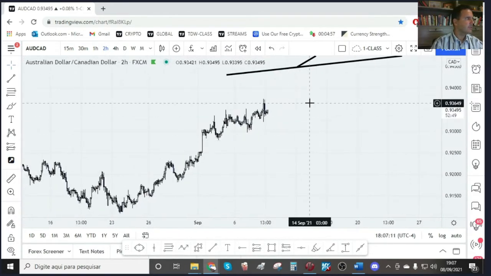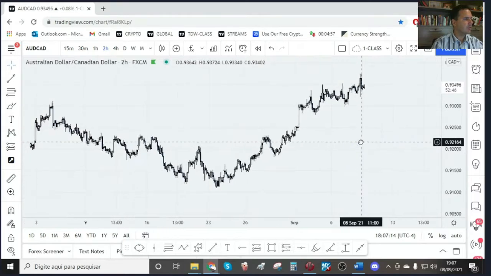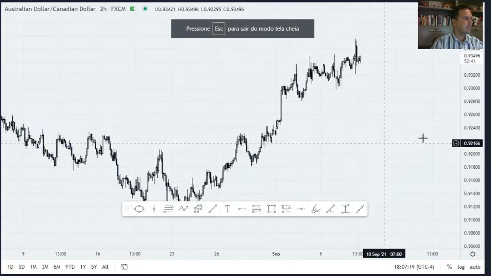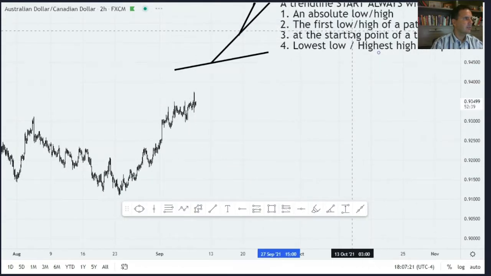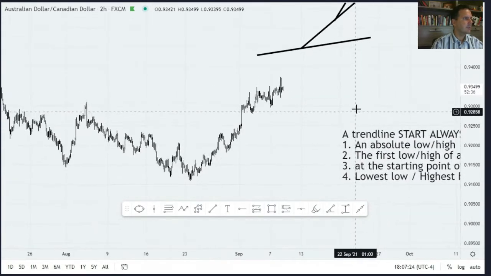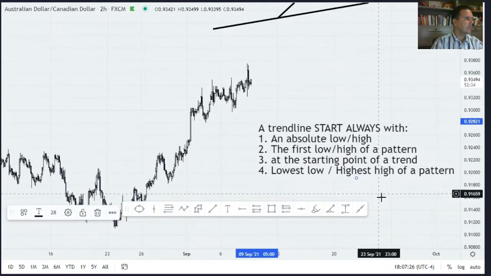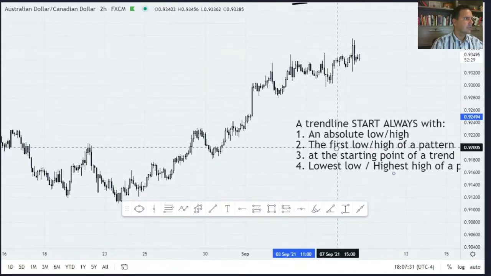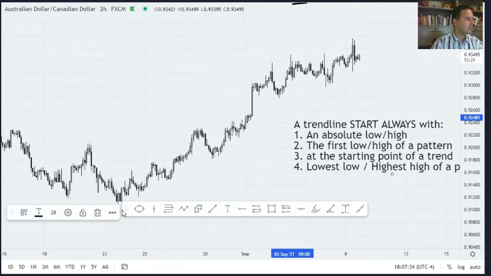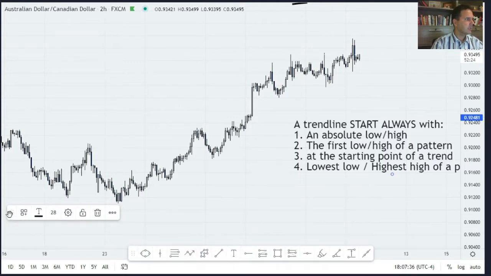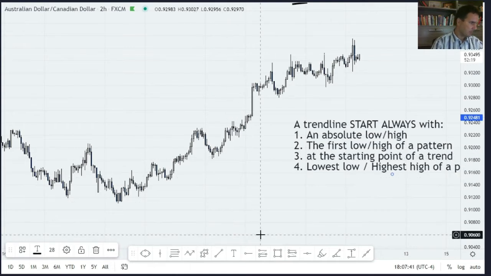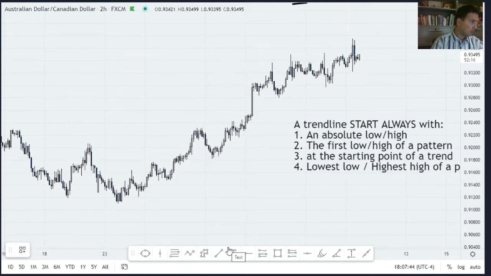So, this is the AUDCAD 2-hour chart, everybody. Those are the rules. We learned the beginning stuff, that we should not break candle bodies or wicks, but I'm going to draw my trend line from here to here.